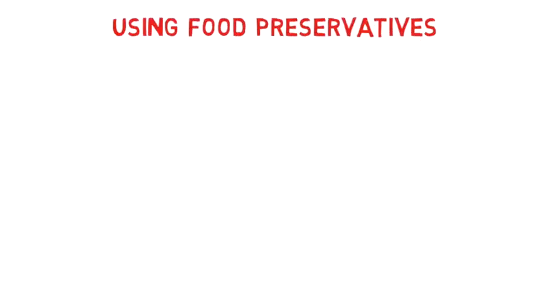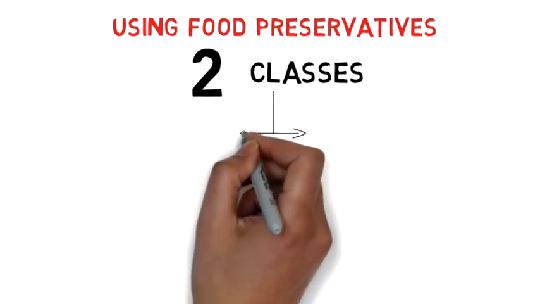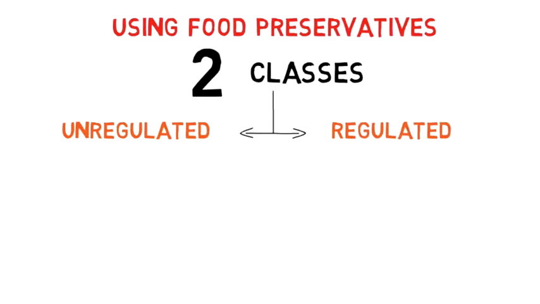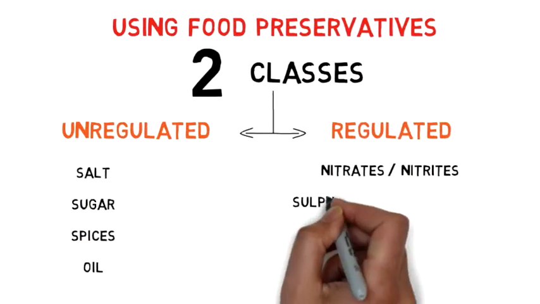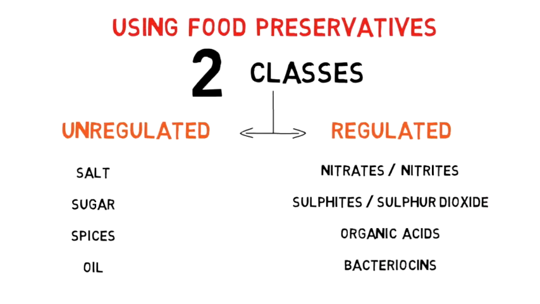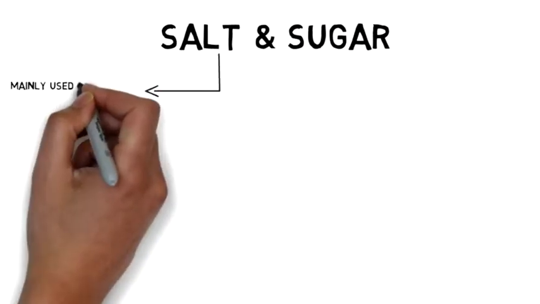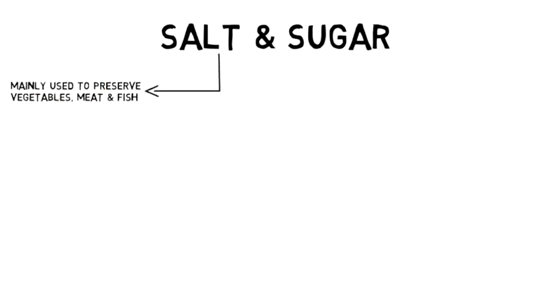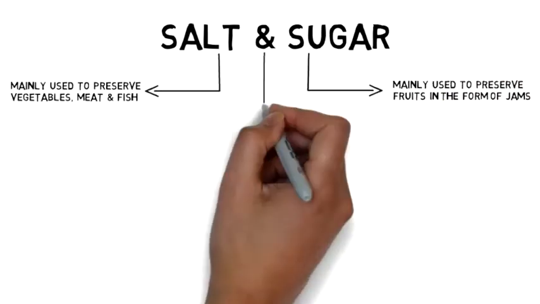Using food preservative. There are 2 classes of preservative commonly used in industry, which are unregulated and regulated. Under unregulated, there are salt, sugar, spices, and oil, while regulated are nitrates, sulfites, organic acids, and bacteriocins. Salt and sugar. Salt is mainly used to preserve vegetables, meat, and fish, whereas sugar is mainly used to preserve fruits in the form of jams.